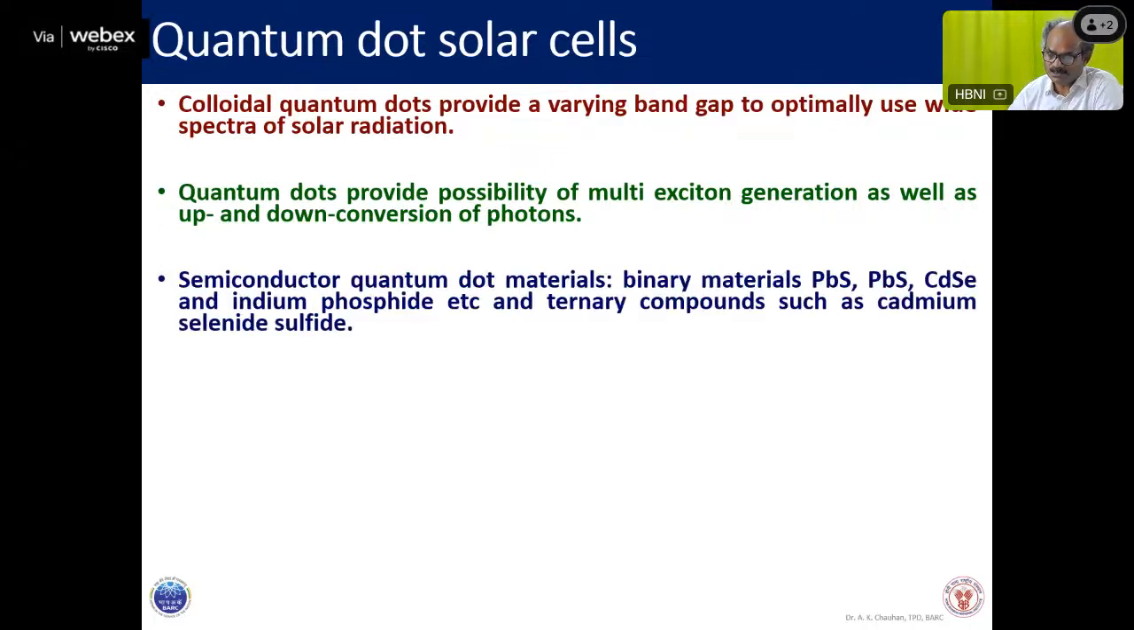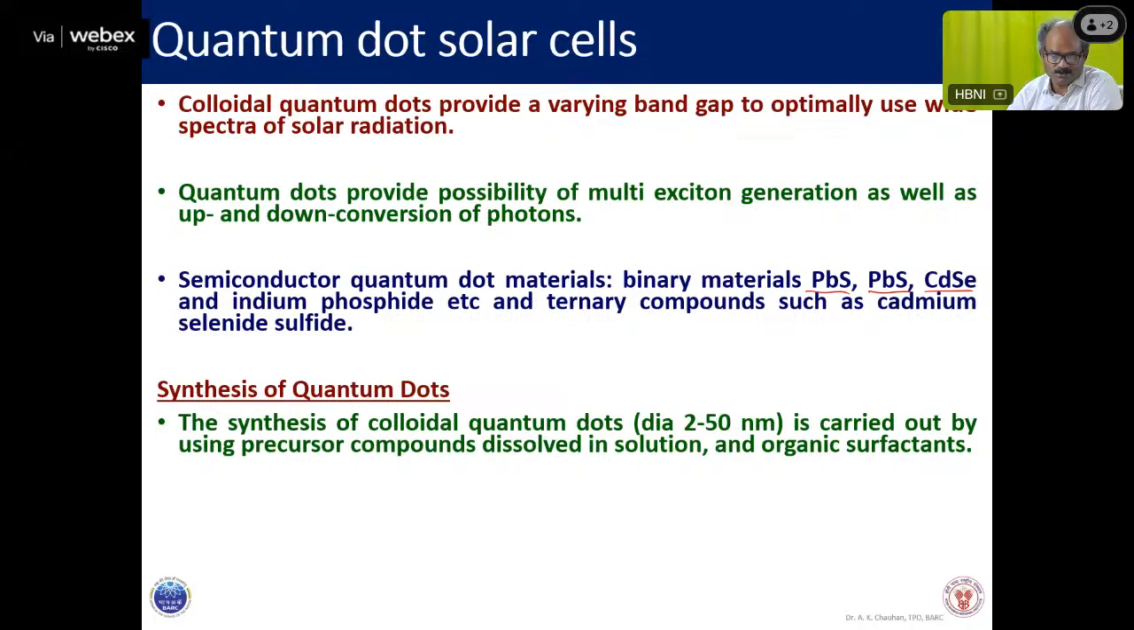Semiconductor quantum dot materials include binary materials like lead sulfide, lead selenide, cadmium selenide, and indium phosphide, and ternary compounds such as cadmium selenide phosphide. These are used in the fabrication of quantum dots. The synthesis of colloidal quantum dots of diameter 2 to 50 nanometers is carried out using precursor compounds dissolved in solution and an organic surfactant.